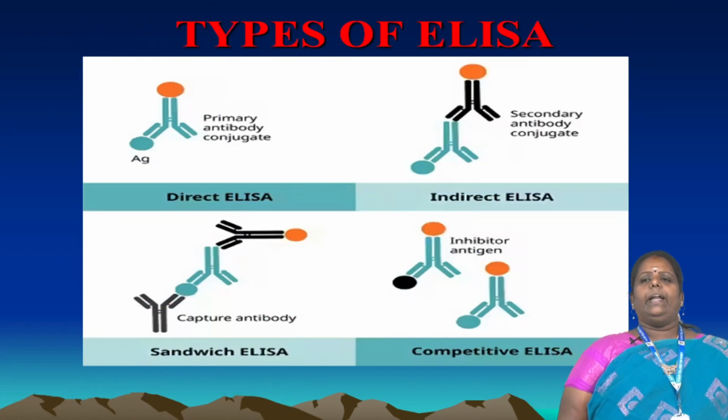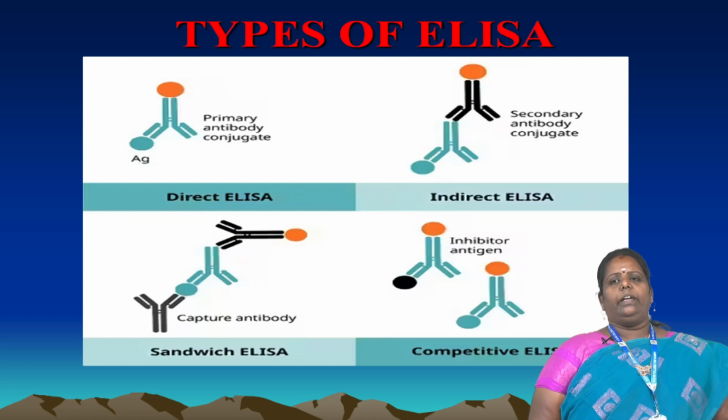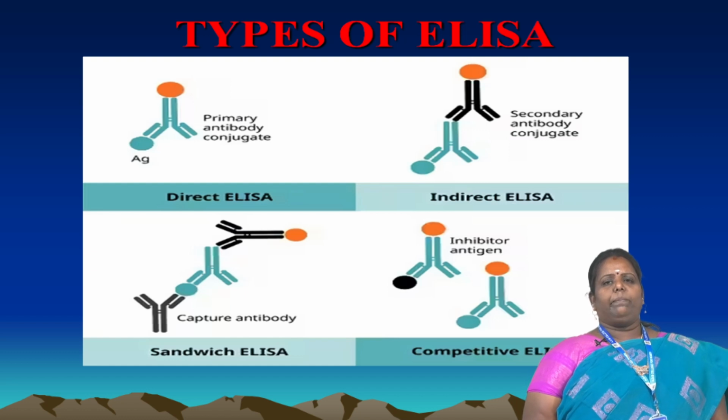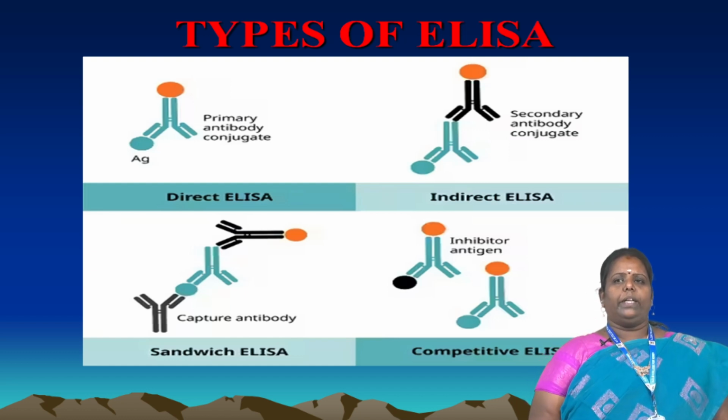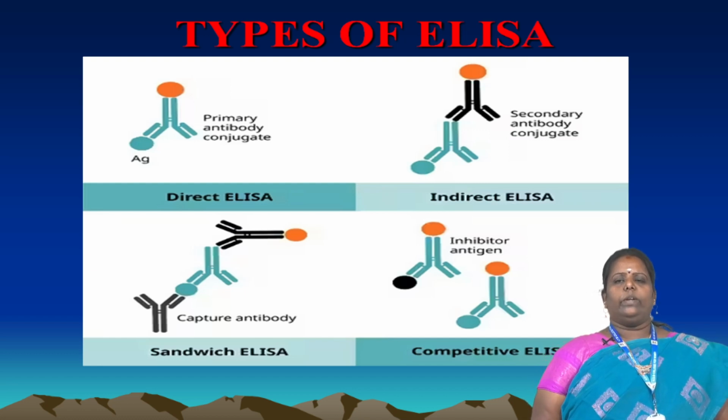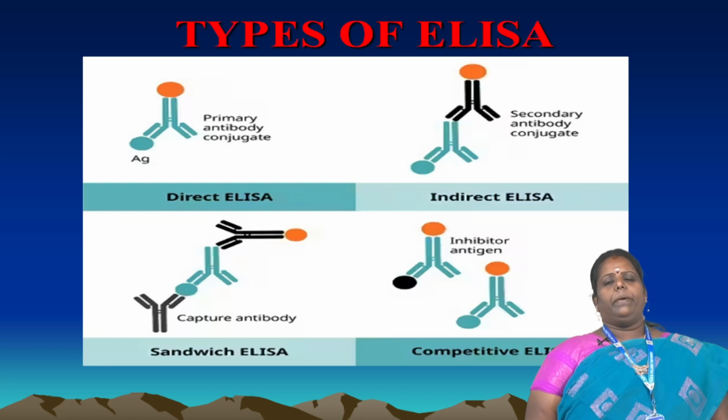This picture shows the direct method, indirect method, sandwich ELISA method, and competitive ELISA method. In the direct method, the Y shapes, as you know very well, are the antibody. The primary antibody is conjugated in the direct method. In the indirect method, the secondary antibody is conjugated. Third, in the sandwich method, the antibodies are captured, and in the competitive ELISA method the antigen is inhibited. This method indicates the antigen-antibody reaction in the blood samples.